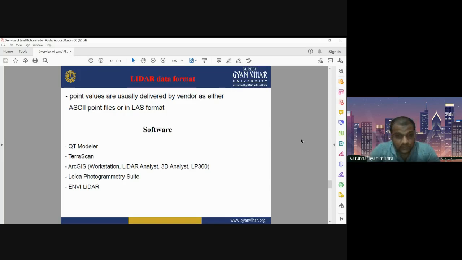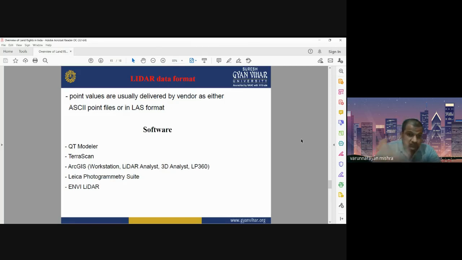There are several softwares that are required to process the point data sets to produce the intensity images. Qt Modeler, TerraScan. There is a tool in ArcGIS, the Lidar Analyst tool in ArcGIS. It is also used to process the point data sets captured by the lidar. Leica Photogrammetry Suite and NV Lidar. These are some softwares that can be used to process the lidar point values to produce them in the form of intensity images.